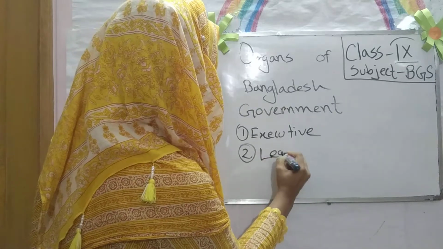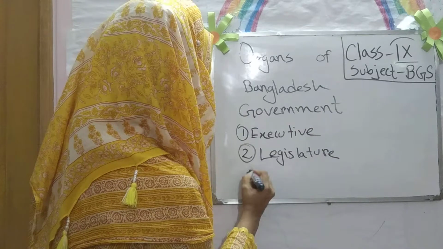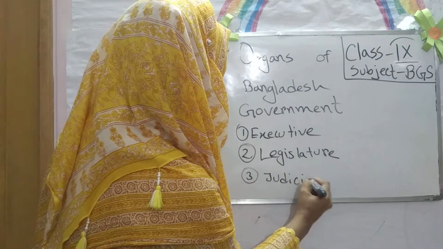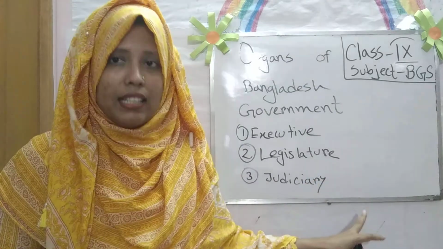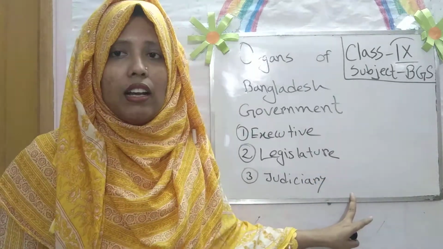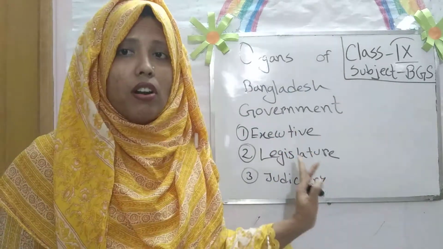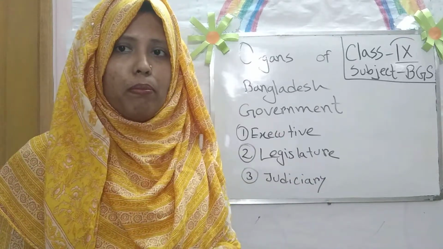the legislature and the judiciary. These three organs consist in all types of government.